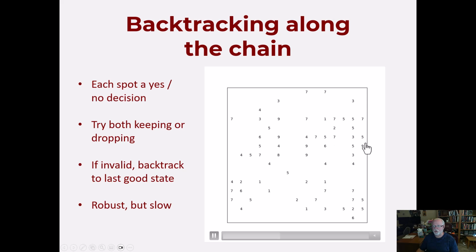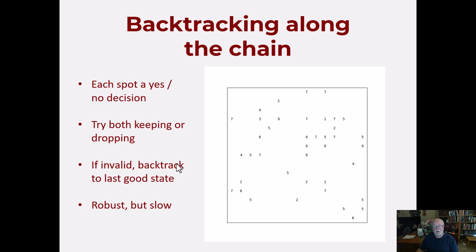And so what we've done is we've taken this grid here and we've treated each spot as a binary decision, trying again like we did with dynamic programming to either keep it or to drop it. And again, backtracking to the last good state. This works really good, but it's really slow. I mean, really slow. And you might ask how slow.